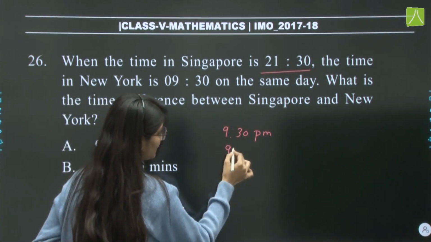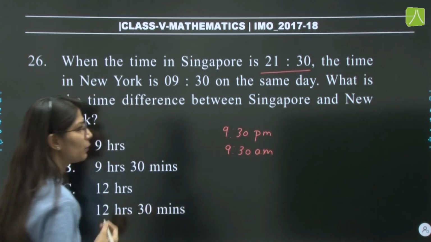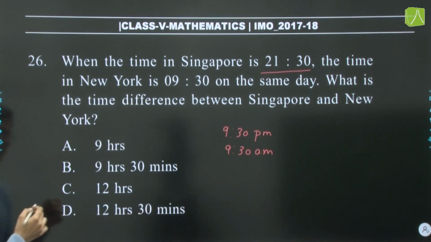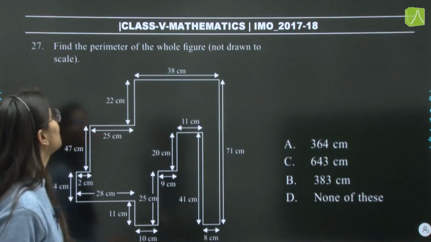So between 9:30 AM and 9:30 PM, the difference is 12 hours. We know that. So the answer is option C, 12 hours. Okay, so let's solve now question number 27.